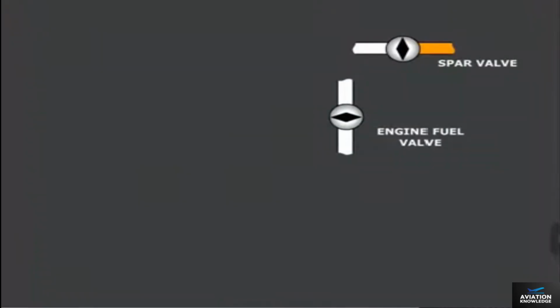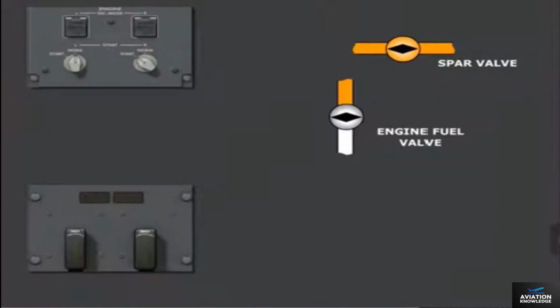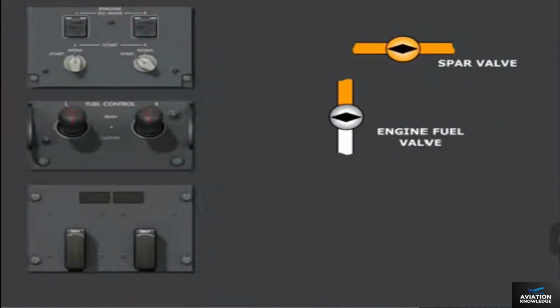The spar and engine fuel valves allow fuel flow to the engine when both valves are open. The spar valve opens when the engine fire switch is in, and either the start selector is in start or the fuel control switch is in run. The engine fuel valve opens when the engine fire switch is in, and the fuel control switch is in run. Both valves close when the engine fire switch is out, or the fuel control switch is in cutoff and the start selector is in norm.